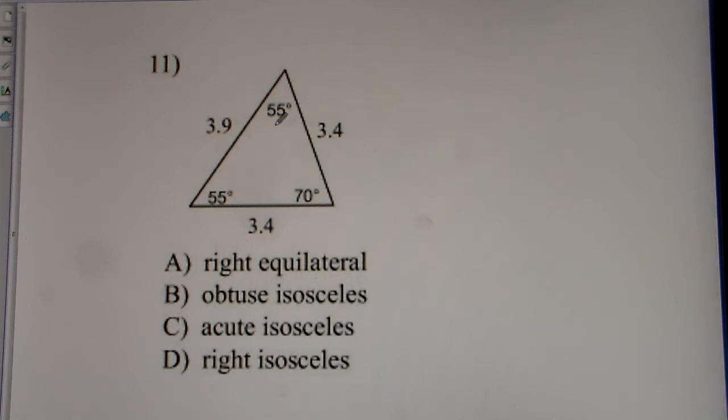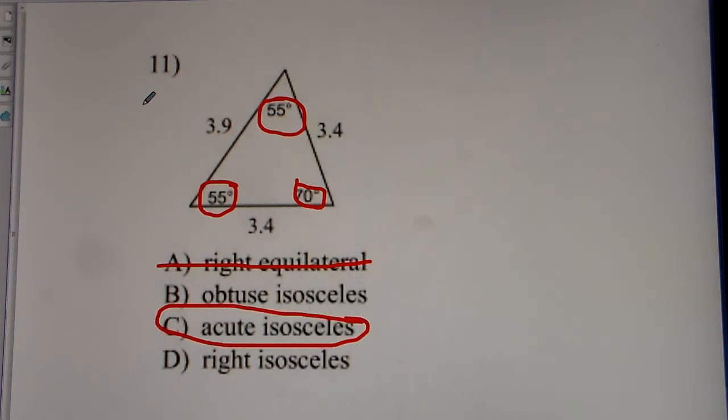Number 11, we look at the side lengths. 2 out of the 3 side lengths are the same. So that means we have an isosceles triangle, so it definitely isn't A, because they're telling us it's equilateral. So it's an isosceles. Now to find out what type of isosceles, we look at the inside angles. 55, 55, and 70. They're all less than 90 degrees. So it's an acute isosceles triangle for number 11.